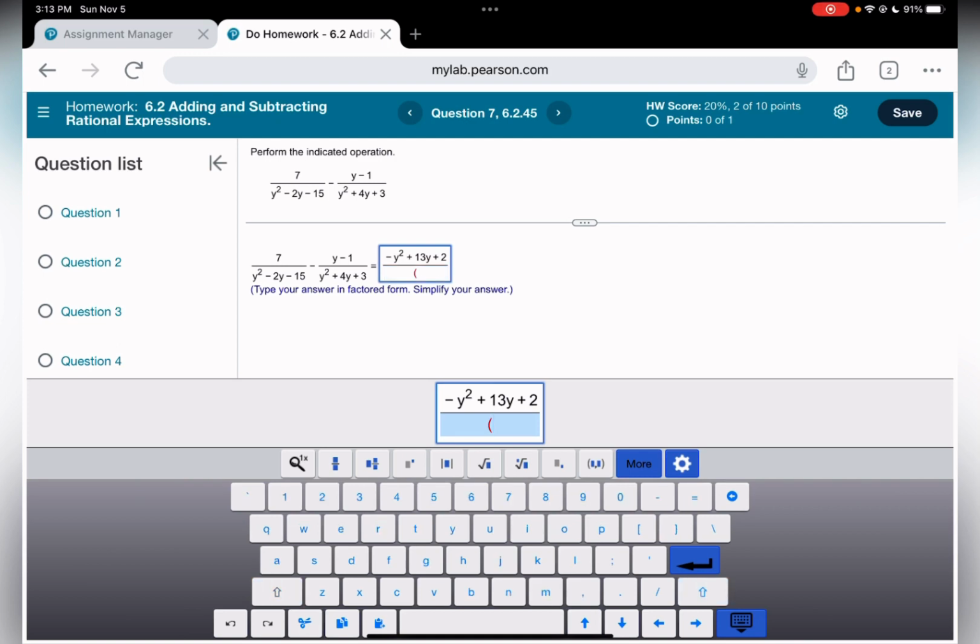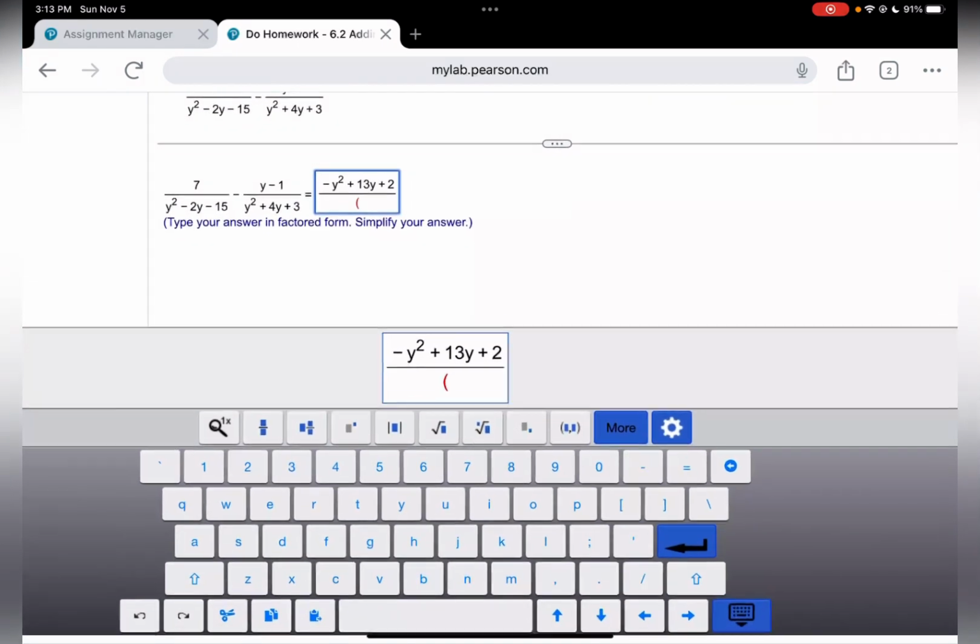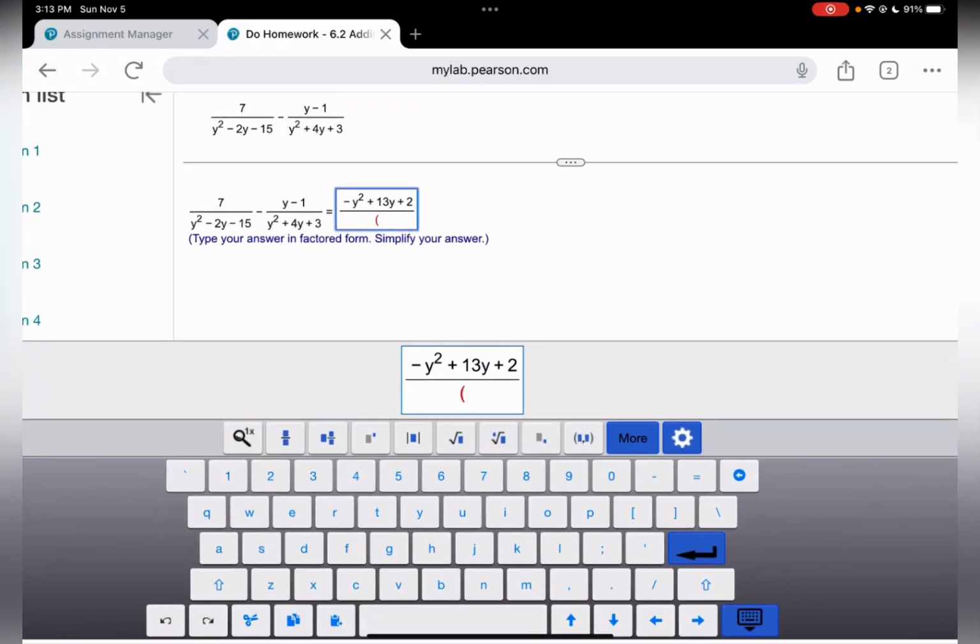I don't like when answer is long. You have to write bunch of y plus 1, putting parentheses, y minus 5, and the last parenthesis, y plus 3.